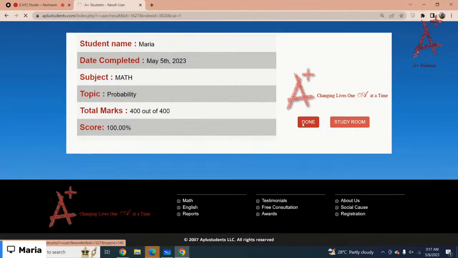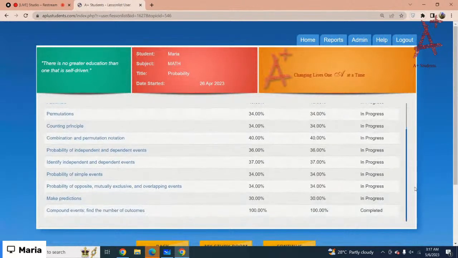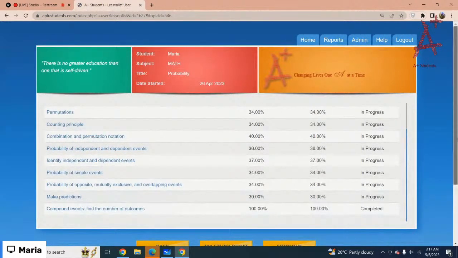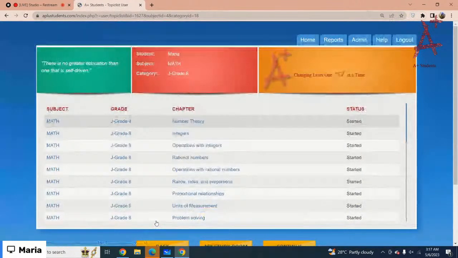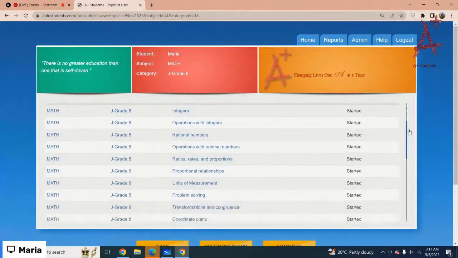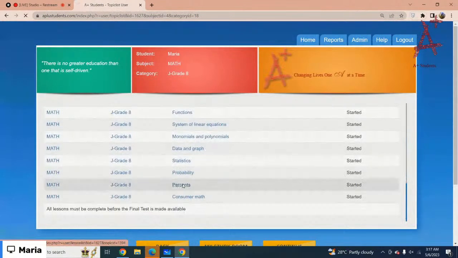Okay, we are done with the lesson. Let's move on to the next chapter. We're done with the chapter on probability. We're going to start the new chapter, that is percent. Let's start with the lesson.